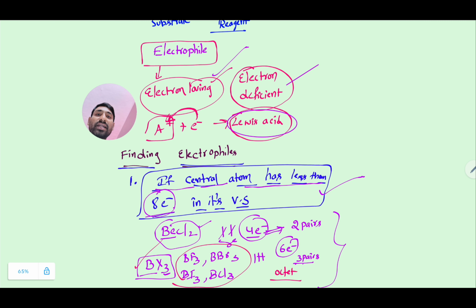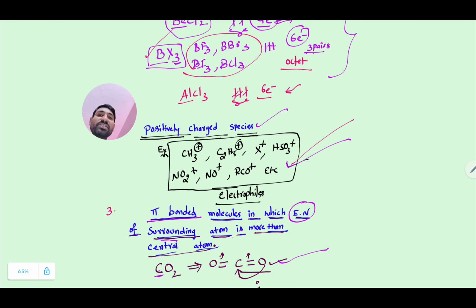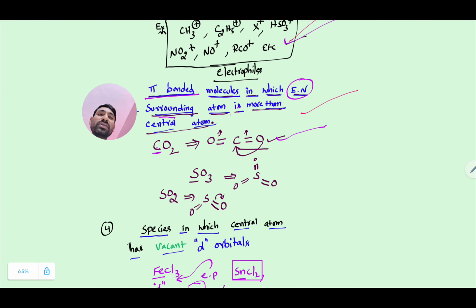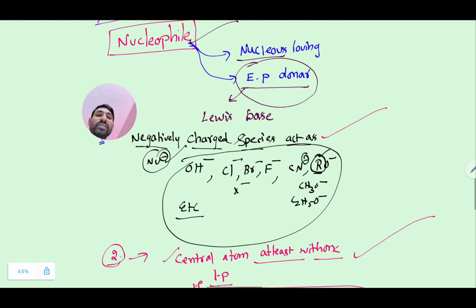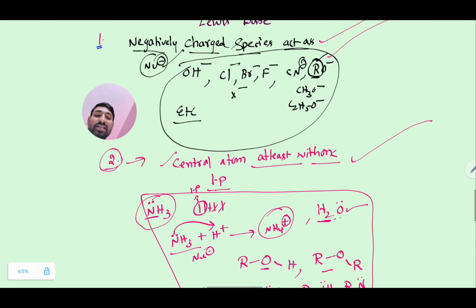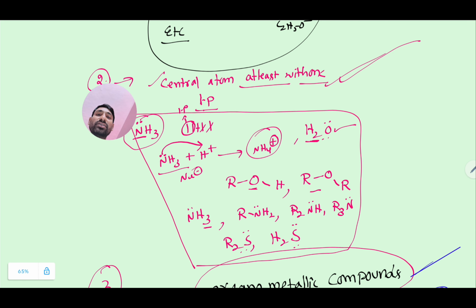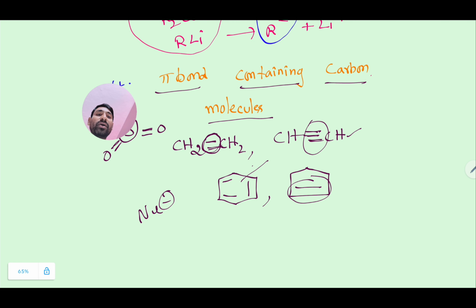For finding electrophiles there are different categories. If the central atom has less than 8 electrons, it is an electrophile, and positively charged species are electrophiles. Pi bonded molecules where the central atom has lesser electronegativity also act as electrophiles, and species with vacant d orbitals also act as electrophiles. Nucleophiles means nucleus loving electron pair donors, and species with a negative charge are nucleophiles. A central atom with at least one lone pair acts as a nucleophile, organometallic compounds act as nucleophiles, and pi bond containing carbon molecules also act as nucleophiles, guys.